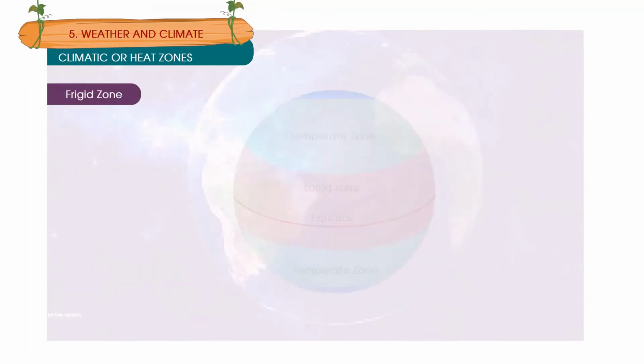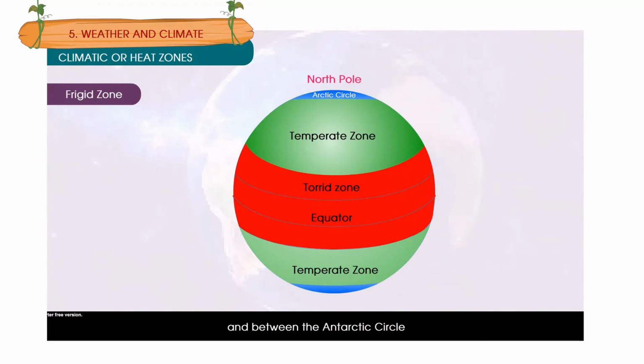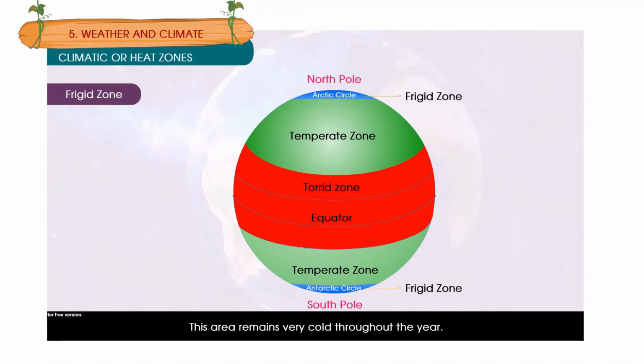Frigid zone. The area lying between the Arctic Circle and the North Pole in the northern hemisphere and between the Antarctic Circle and the South Pole in the southern hemisphere is called the frigid zone. This area remains very cold throughout the year. In the northern hemisphere, it is called the North Frigid Zone. In the southern hemisphere, it is called the South Frigid Zone.